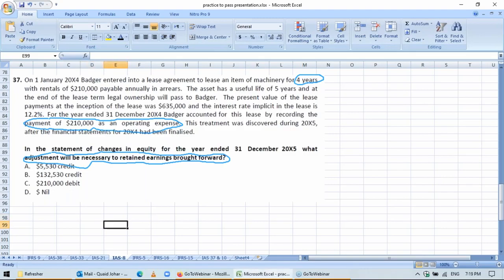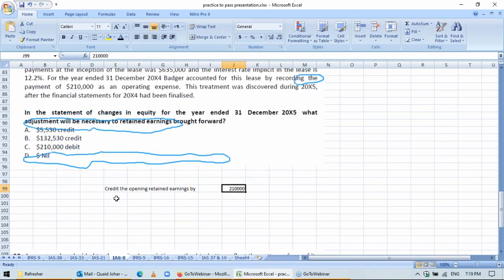And we have to do the retrospective adjustment. In 2004, we have to adjust the opening retained earnings. So we will credit the opening retained earnings by 210,000 in order to increase the profits by this much amount. So we will reduce the expense by 210,000 and our profits will increase. What next? We will debit the retained earnings.